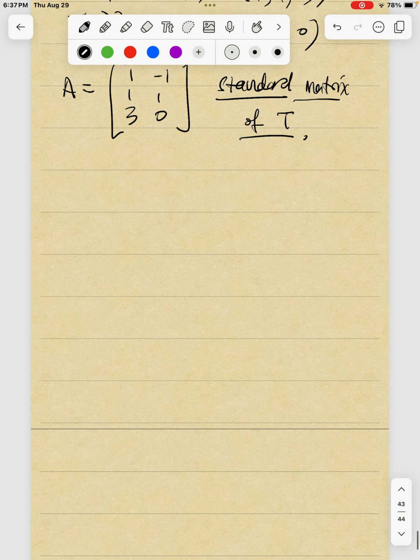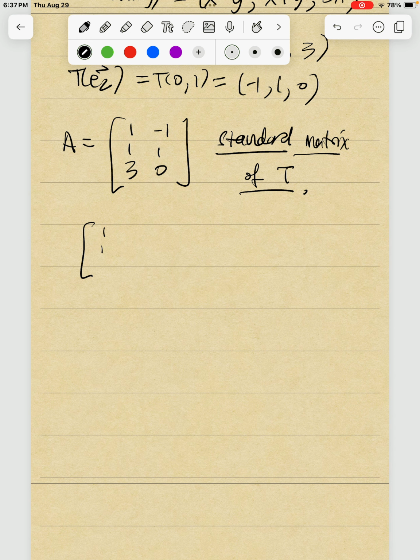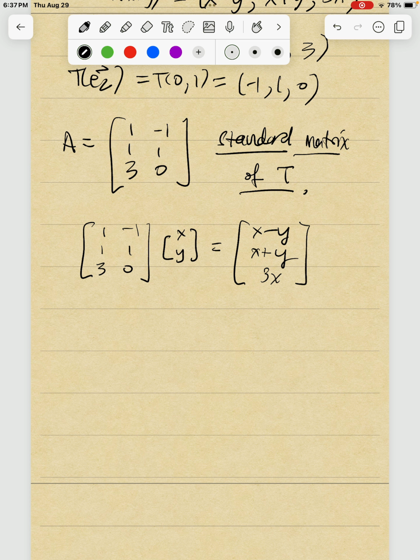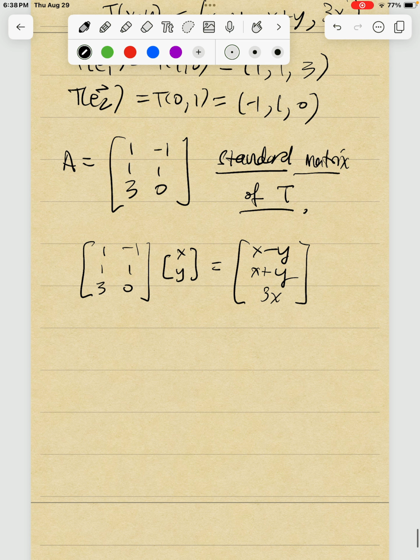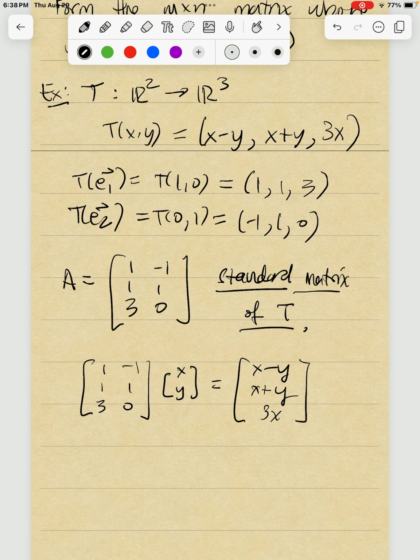Okay. And we can even check that this is correct, because this is a 3 by 2 matrix, so if you multiply it by xy, you in fact get x minus y, x plus y, 3x plus 0y. And that's exactly what T of xy is by this definition. So linear transformations from Rn to Rm in some sense are very nice because they can be represented completely by a matrix.